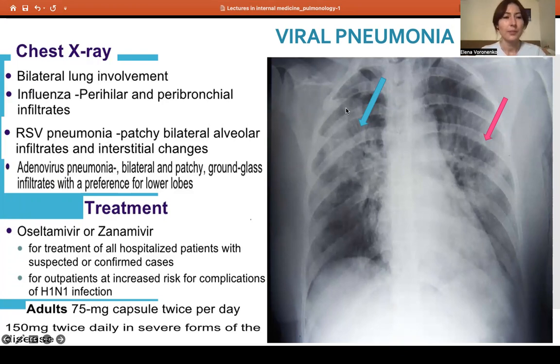Chest X-ray: bilateral lung involvement in influenza; peribronchial infiltrates in RSV pneumonia; patchy bilateral alveolar infiltrates and interstitial changes in adenovirus pneumonia; bilateral and patchy ground glass infiltrates with preference for lower lobes.